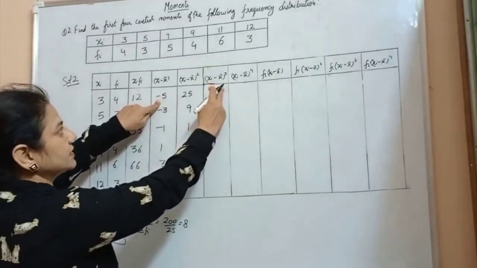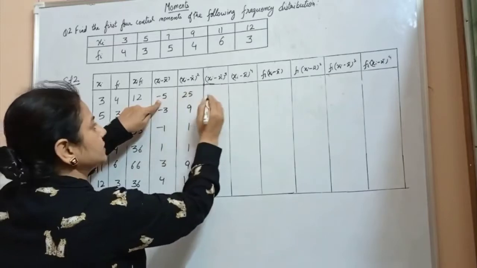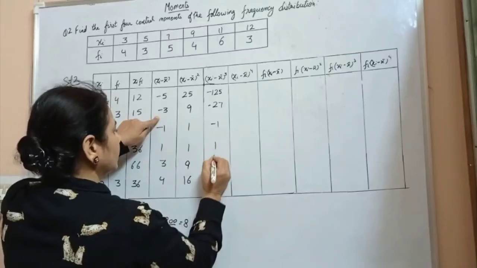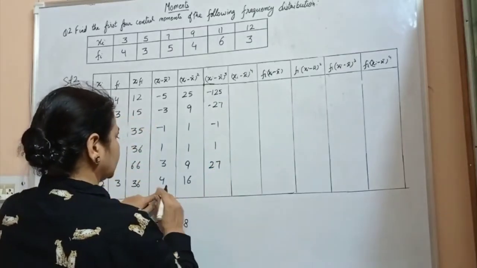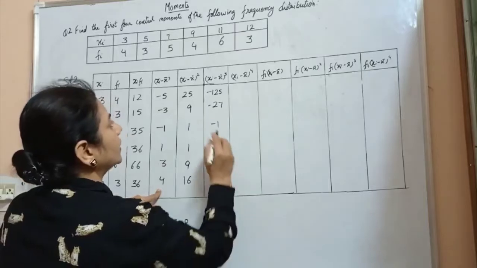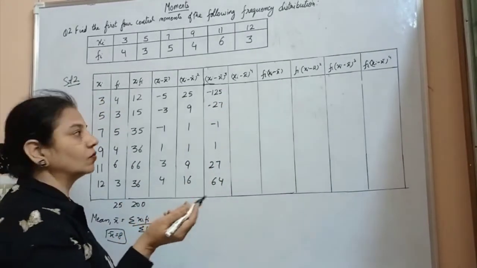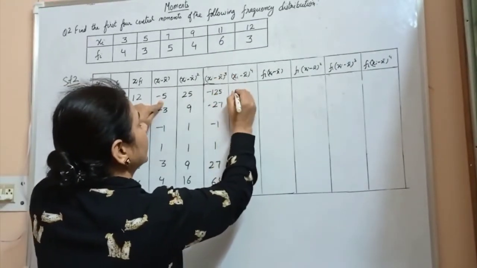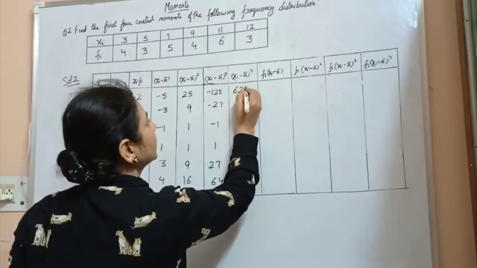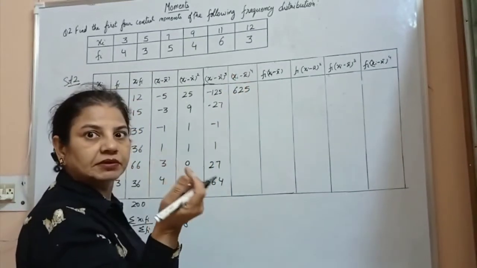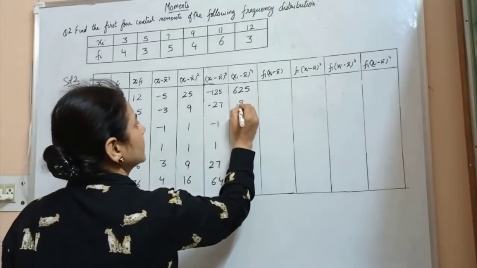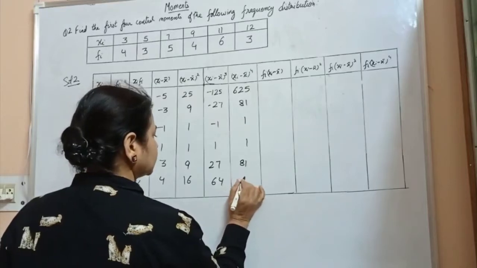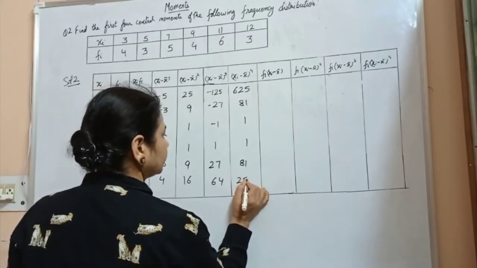Take the cube of xi minus x bar: the cubes of minus 5, minus 3, minus 1, 1, 3 give minus 125, minus 27, minus 1, 1, 27, and the cube of 4 is 64. After that, xi minus x bar to the power 4. Minus 5 to the power 4 is 625 with the positive sign, as the power is 4, so the negative sign becomes positive. Similarly, this gives us 81, 1, 1, 81, and 16 gives 256.